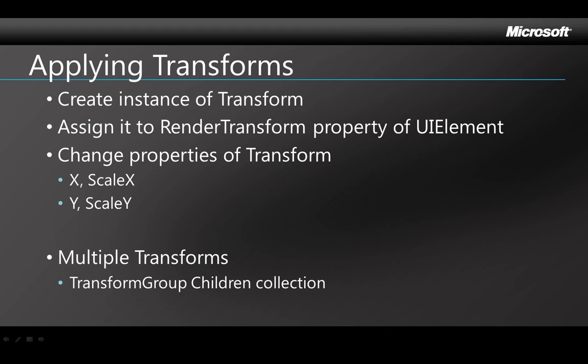An instance of a class that's derived from UI element has a property named render transform. If you create an instance of a transform and assign it to the render transform property, then it'll transform the object when you change the properties of the transform, like X or scale X or Y or scale Y. You can apply multiple transforms by using the transform group class. You add the transforms to the children collection of the transform group, and then you assign the group to the render transform property. Now let's see a demo.